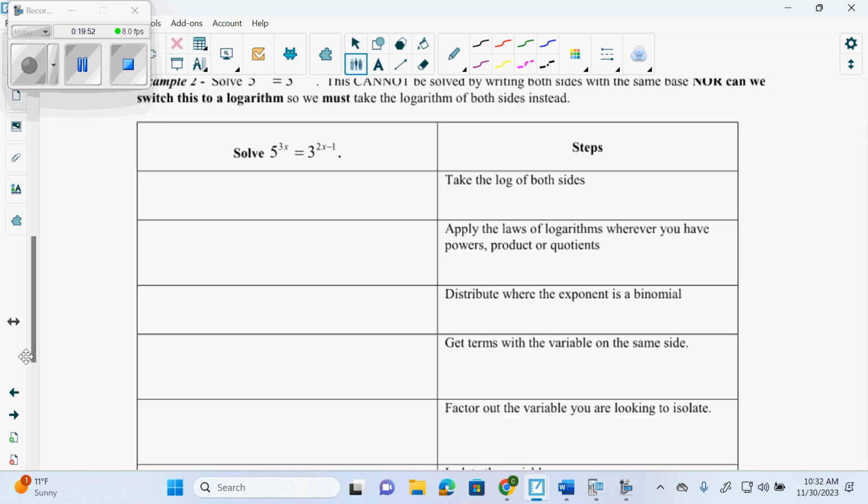So we're going to log base 10 both sides here. We're going to do log base 10 of 5 to the 3x and log base 10 of 3 to the 2x minus 1. So now do you see why we're log base 10ing it?